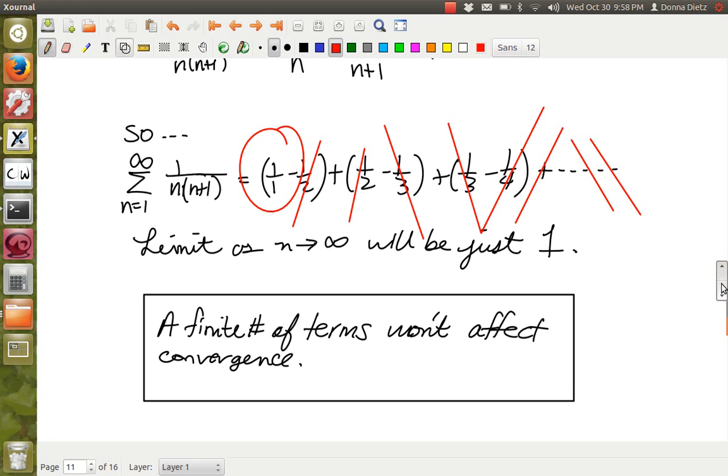A finite number of terms won't affect convergence. So this means you can have any kind of garbage for the first 1,000,000 terms or so, but then it has to settle down.